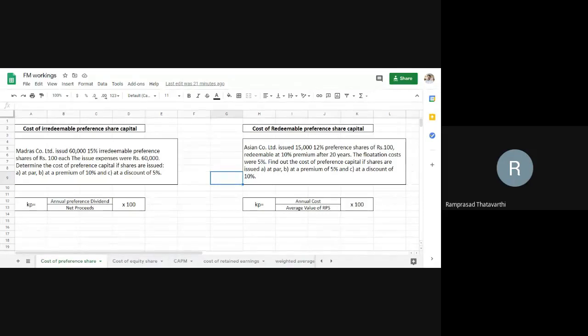Just give one minute, sir. We will note the problem, then we will have the discussion. Okay. We will analyze the problem. Preference shares of 100 each. Issue expenses.